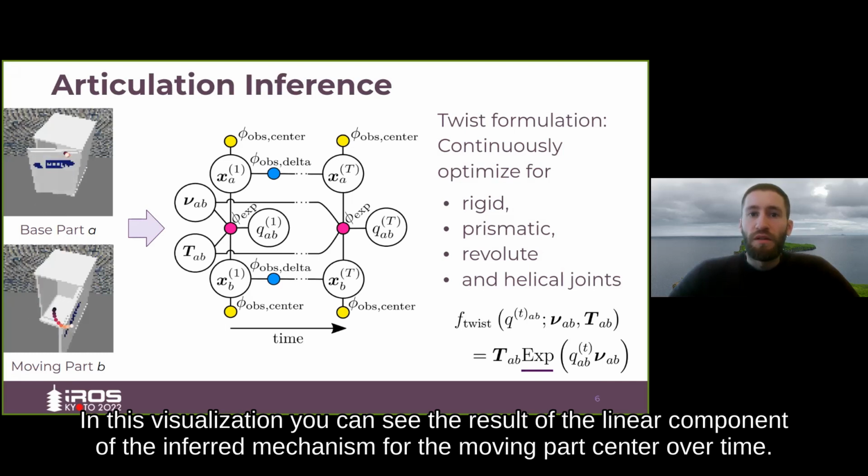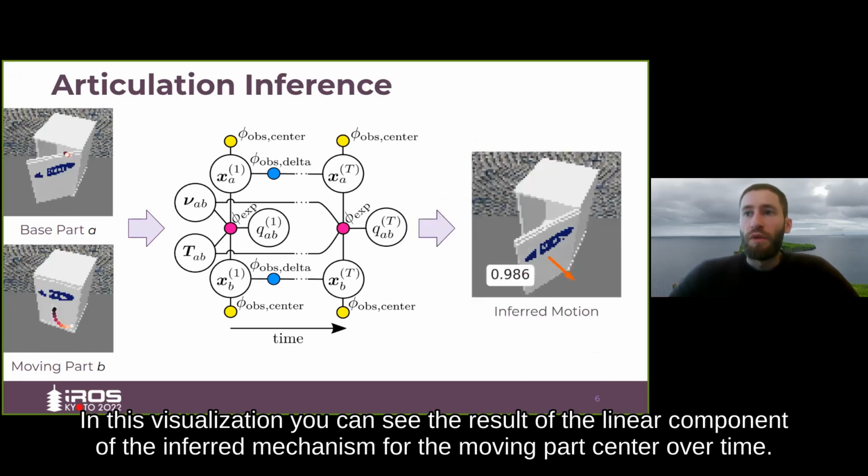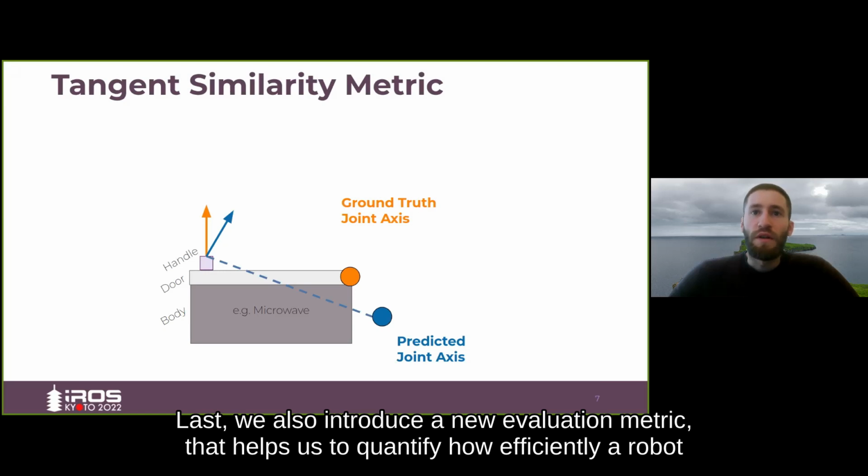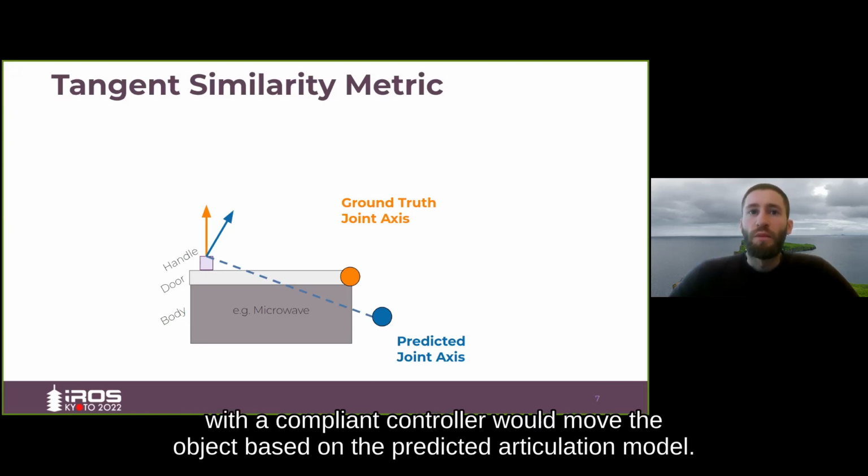In this visualization, you can see the results of the linear component of the inferred mechanism at the moving part center, for the moving part center over time. Last, we also introduce a new evaluation metric that helps us to quantify how efficiently a robot or a compliant controller would move the object based on the predicted articulation model.